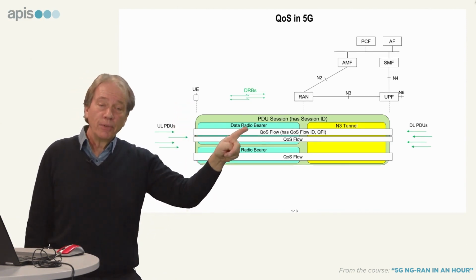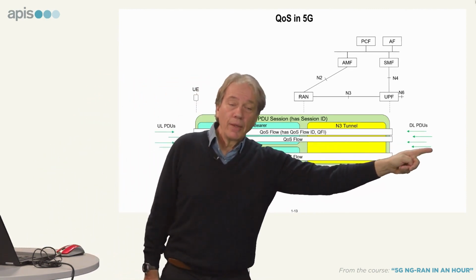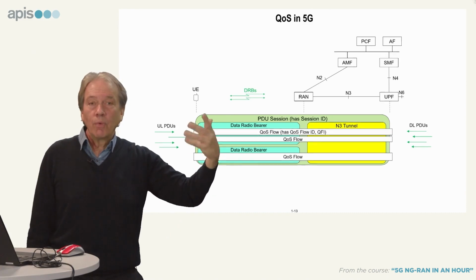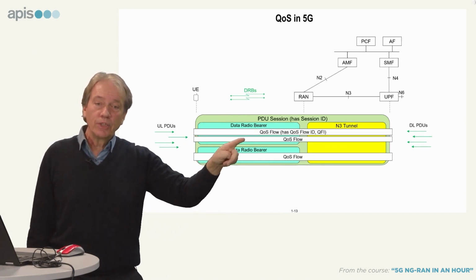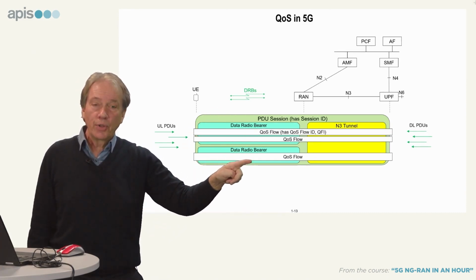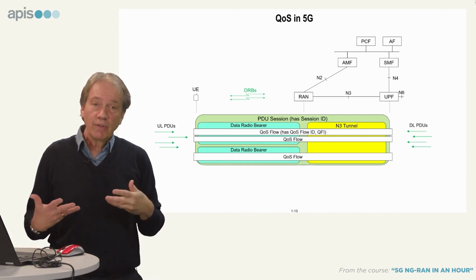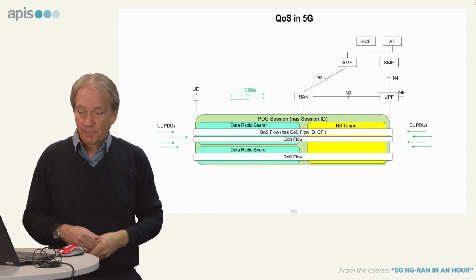If this PDU session goes to the public internet, maybe one QoS flow is for web browsing, another QoS flow is for video streaming, and a third QoS flow is for online gaming, because these are services that have different QoS requirements.